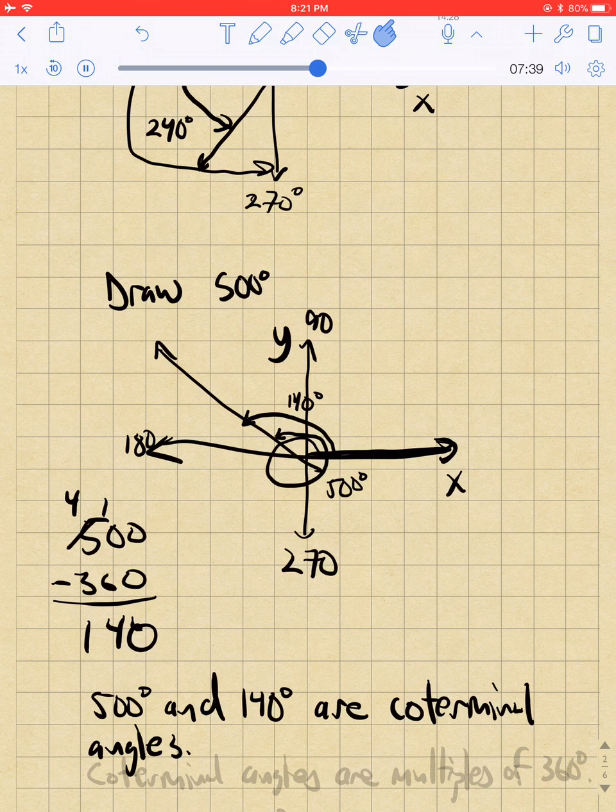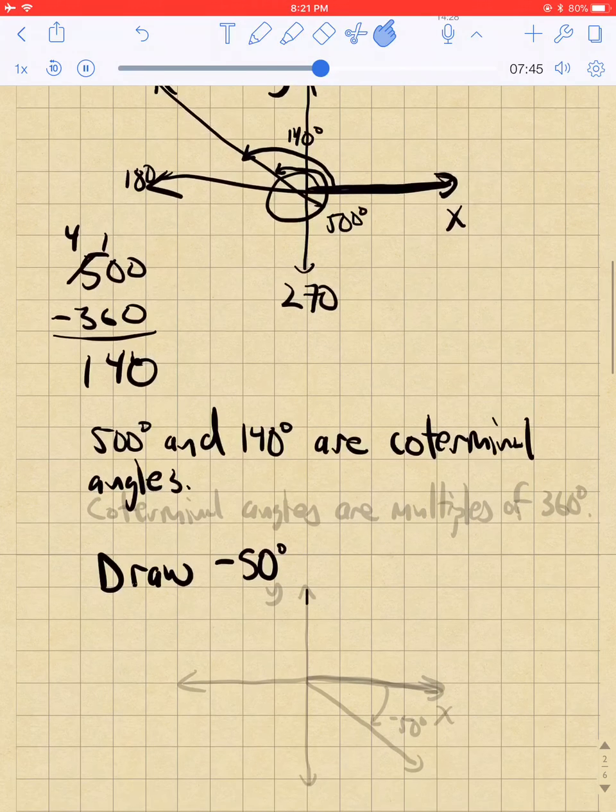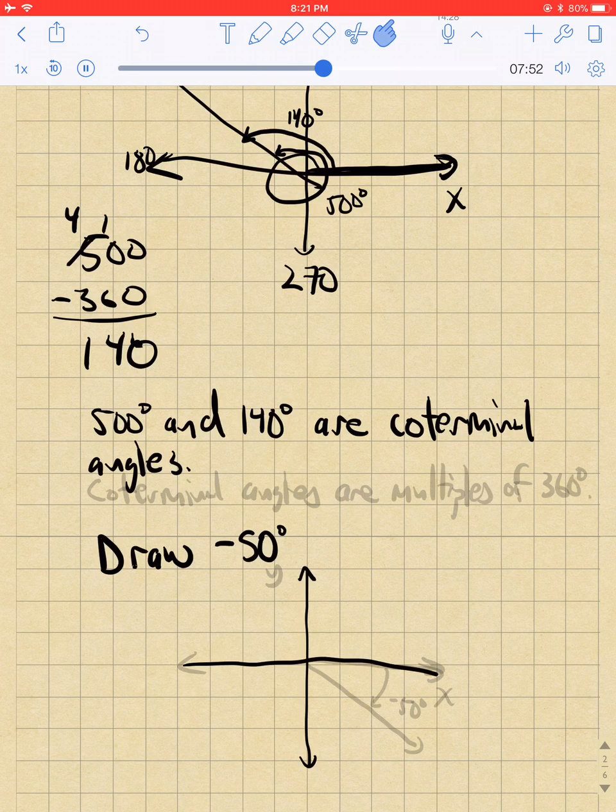Okay? We can also draw negative angles. Right? We still start with the same standard coordinate axis, x and y. But if we're going to draw negative 50 degrees, we start with the positive x, and instead of going counterclockwise, we'll go down, right? And this is negative 50 degrees. All right? So negative 50 degrees does have a coterminal angle. If you went counterclockwise instead, you could figure out what that would be, right? So 360 minus 50 would be 310, which is the coterminal angle of negative 50 degrees.